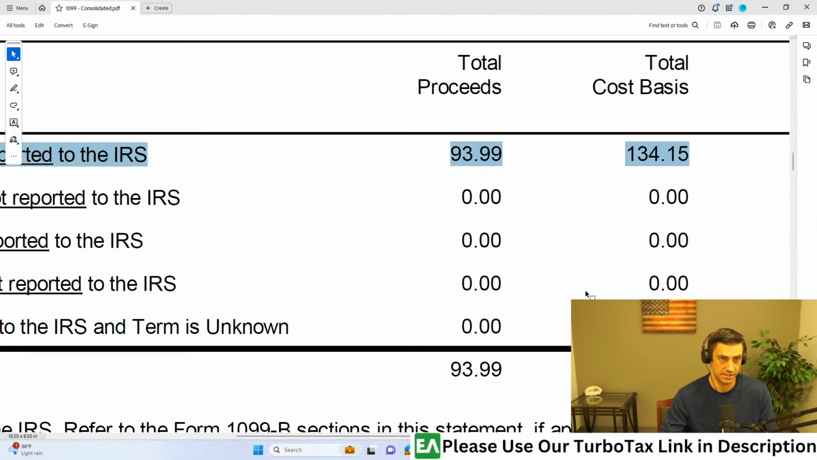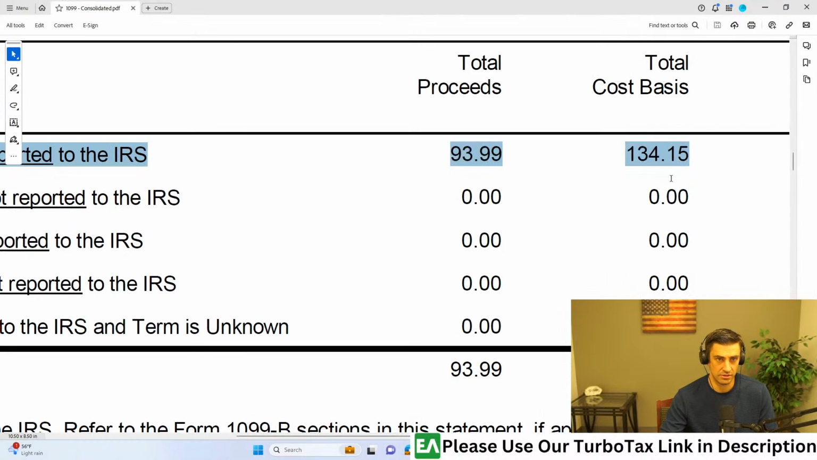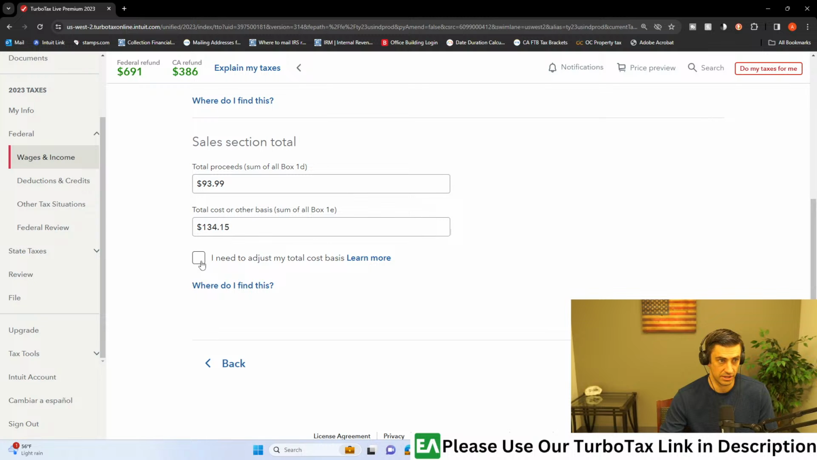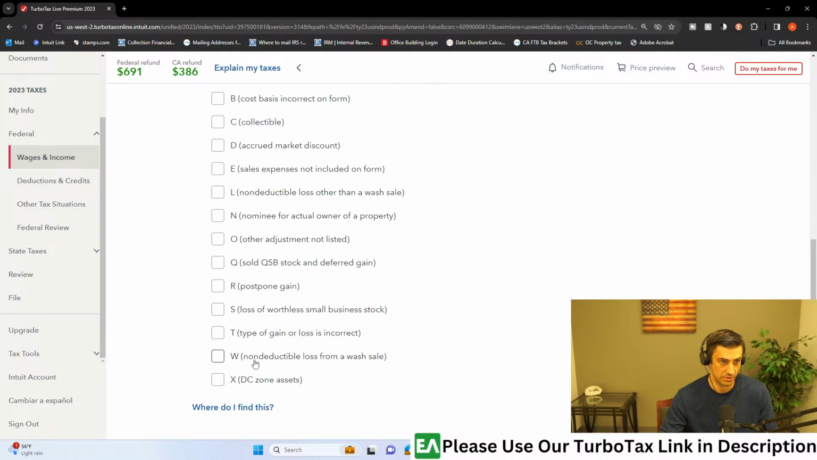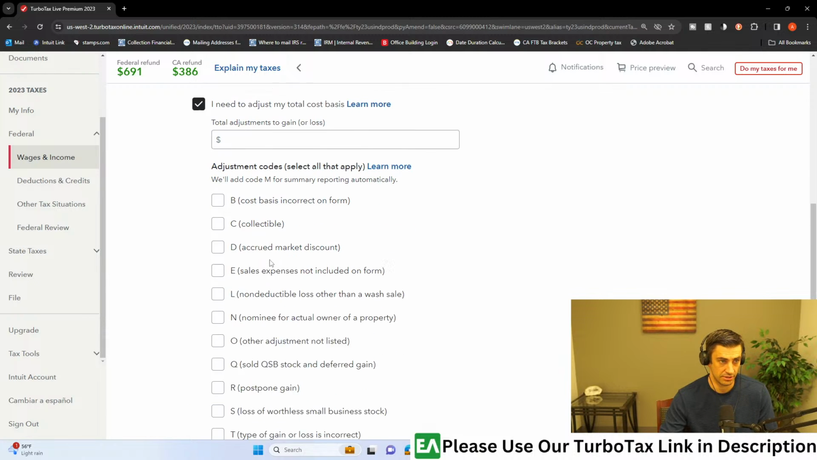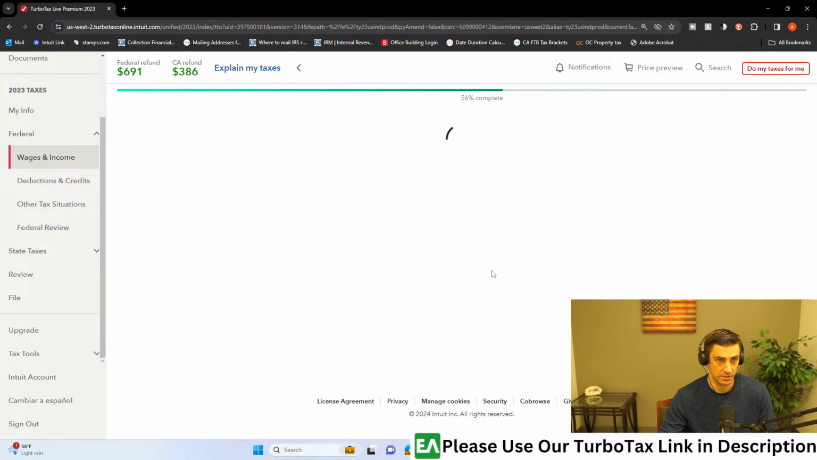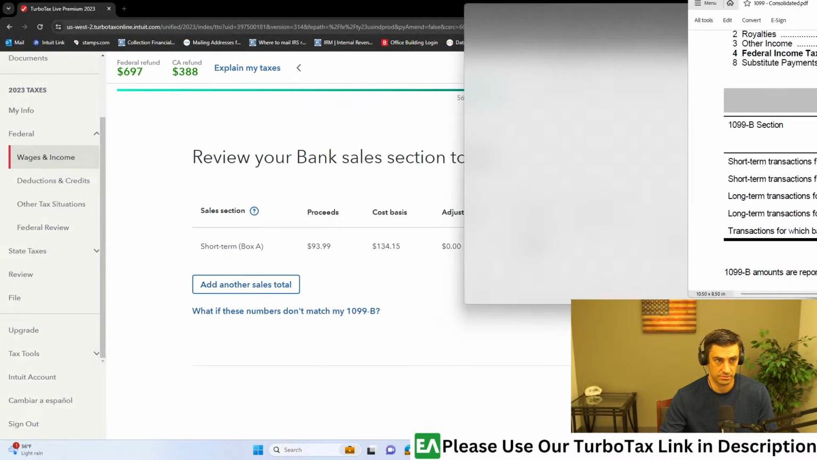Boom. Cost basis. What did you buy it for? $134.15. Okay. Do you need to adjust this? In this case, we're going to say no. Hopefully there is no wash loss. Yeah, there is no wash loss. If there's a wash loss, you would have to adjust that. So you would say, yeah, I need to adjust, and then you would say the wash loss, like code W, non-deductible. And you would put that total in there. But for my purposes, I'm not going to be doing that. Hit continue. So it's a loss, right? There you go. You can just double check that, $40. There it is.